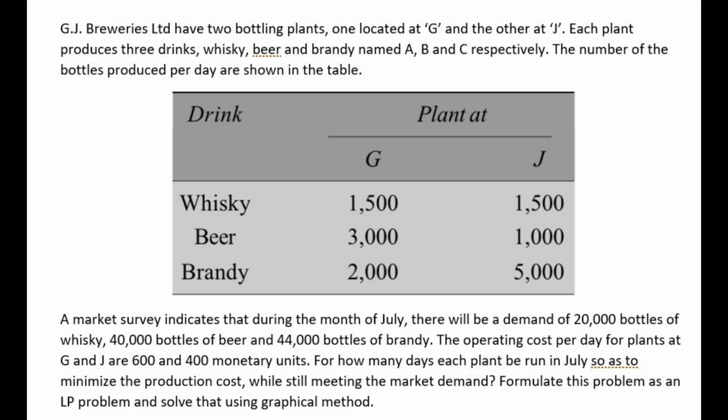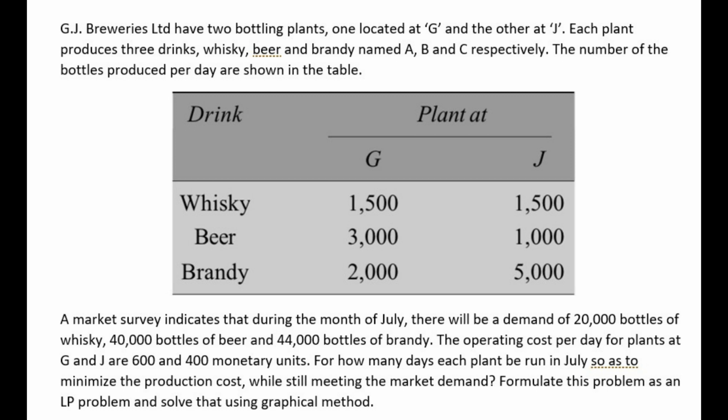G.J. Breweries Limited has two bottling plants, one located at G and another located at J. Each plant produces three drinks, whiskey, beer and brandy, named A, B and C respectively. The number of bottles produced per day are shown in the following table.